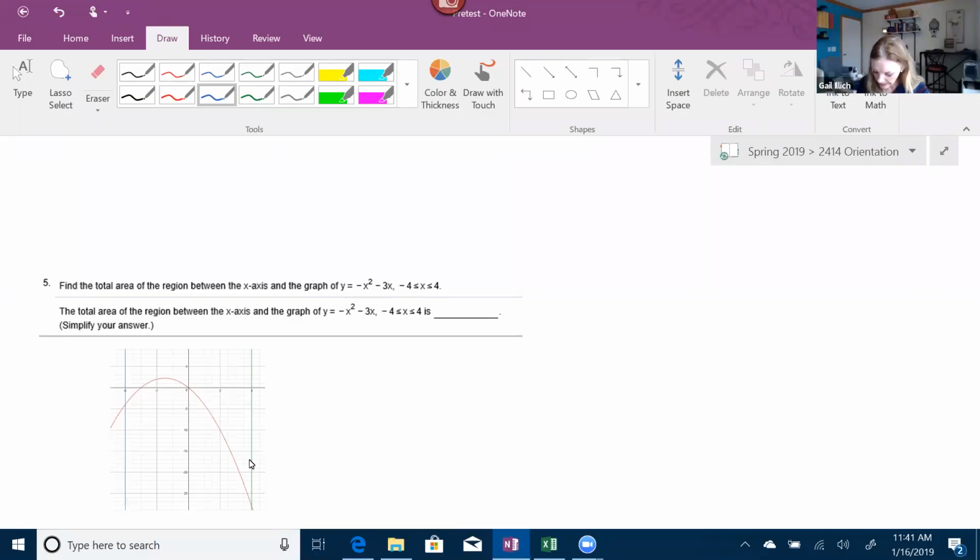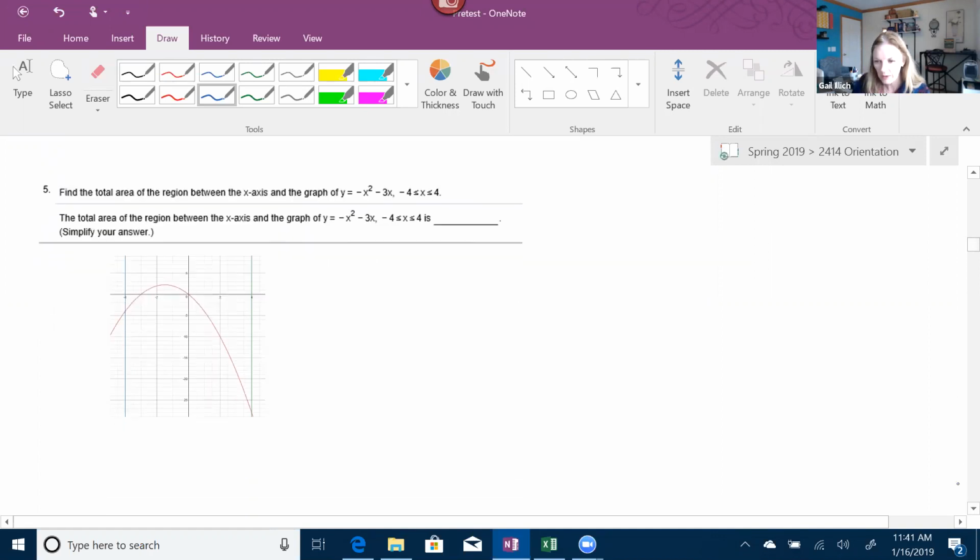Okay, on this one, I went ahead and used the Desmos graphing calculator, and I found the graph, and I copied a picture of it into our program. We want to find the total area of the region between the x-axis and this graph from -4 to 4. So we're really looking for this little piece right here, that little piece right there, and then this little piece right in here.